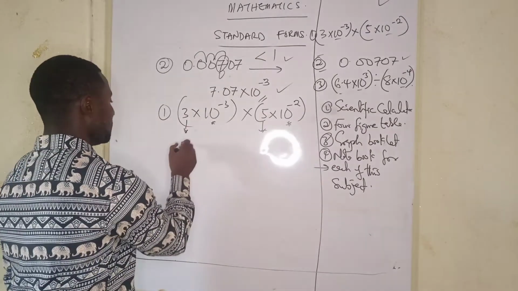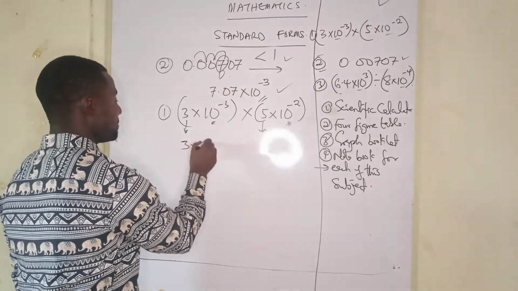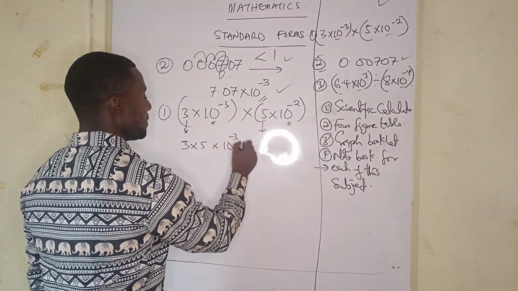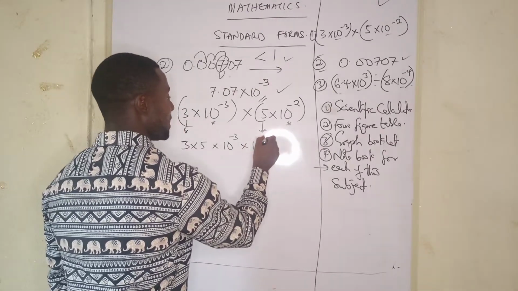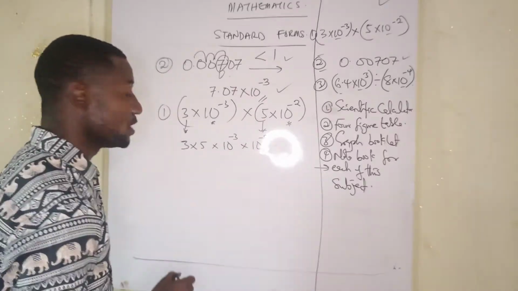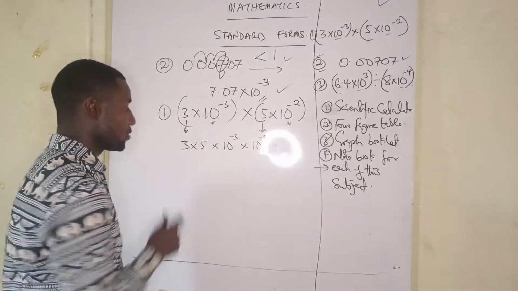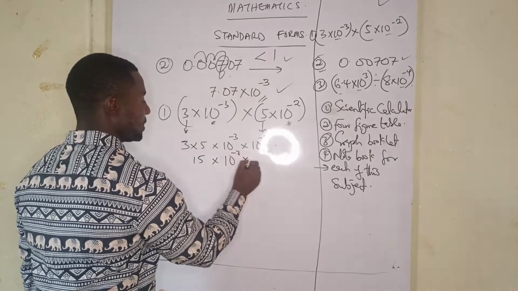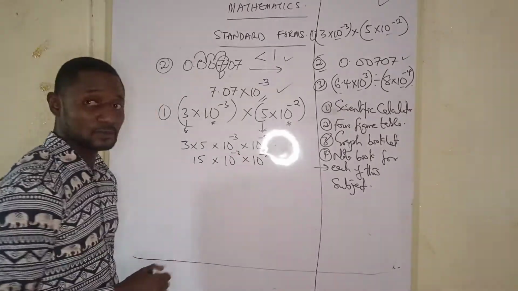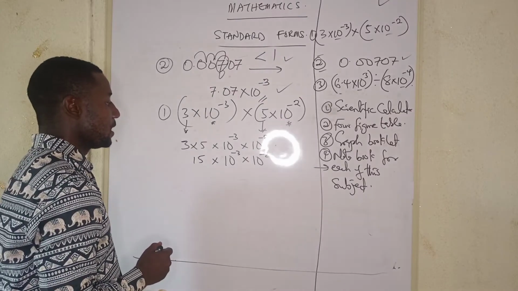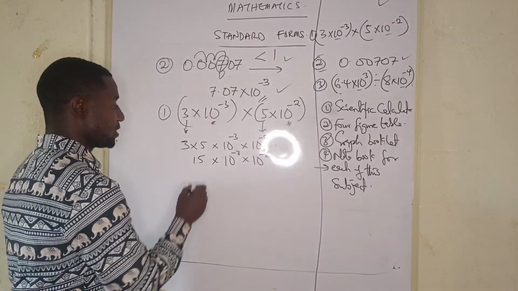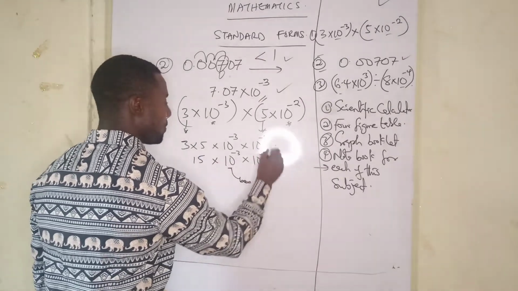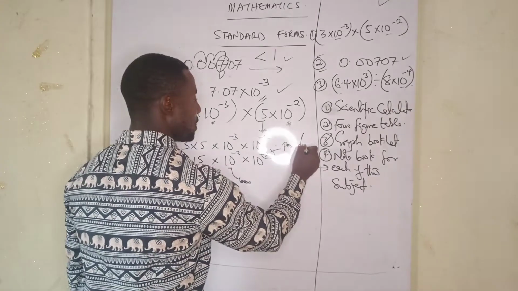Now, how do we go? Just go 3 times 5, multiply by 10 raised to power minus 3, multiply by 10 raised to power minus 2. If we do this, 3 times 5, what would that give us? 15 times 10 raised to power minus 3 times 10 raised to power minus 2. Now, in our last class, I told us that when you have a number like this, we call it a base. And what you have at the top, we call it a power or what? Index.